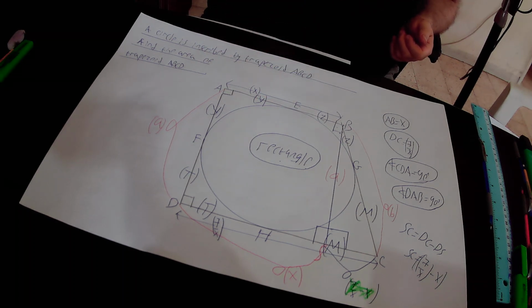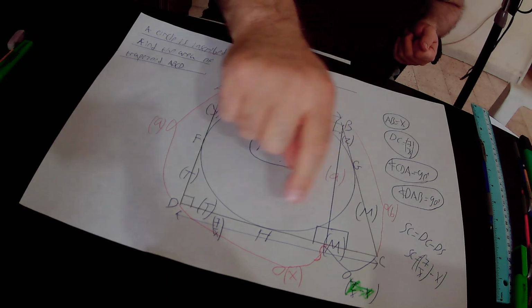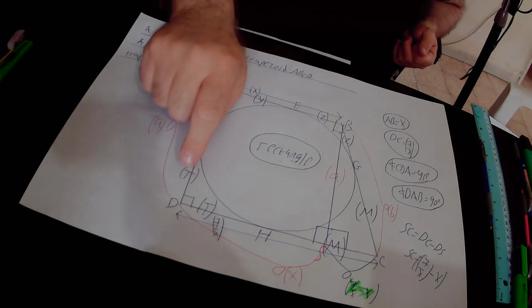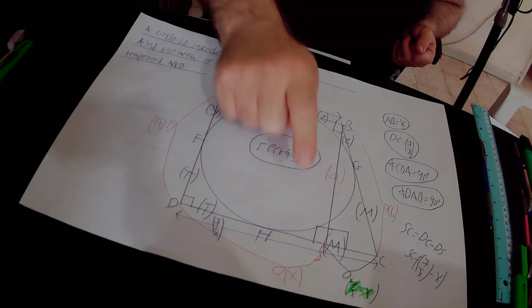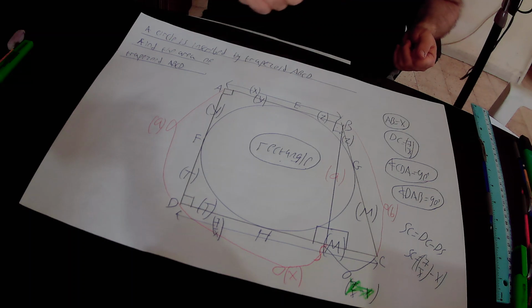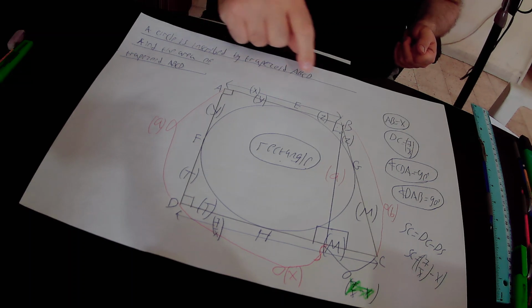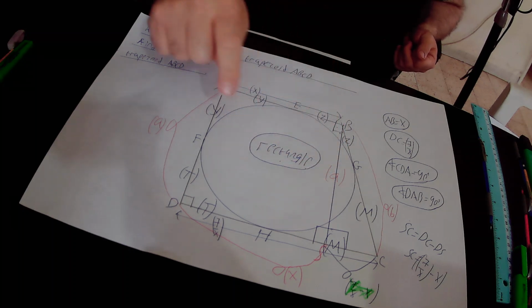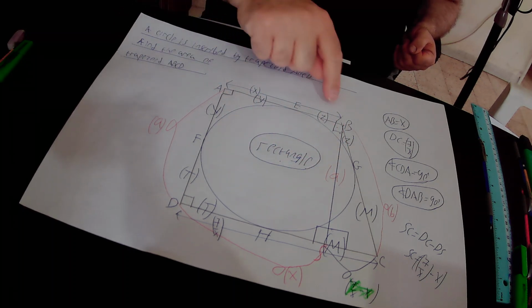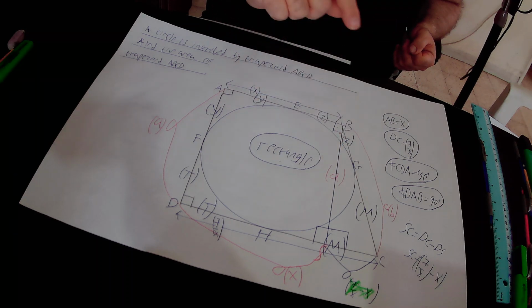But we also know that the opposite sides of a rectangle are equal to each other. So in rectangle ABSD, side AB must be equal to side DS. But AB is x, therefore DS must also be equal to x. Likewise, in rectangle ABSD, side AD must be equal to the opposite side BS. But AD is a, therefore BS must also be equal to a.